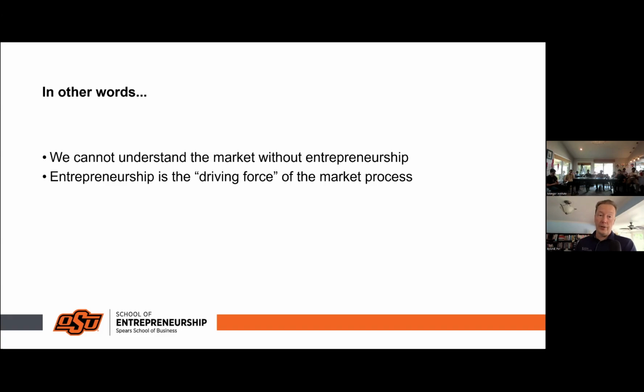It also means, of course, that entrepreneurship is the driving force of the market process: where the economy is headed, what is being produced and how and to what extent, and things like that. Those decisions are made by entrepreneurs who stand to gain or go out of business, depending on how well they perceive consumers' future valuation.